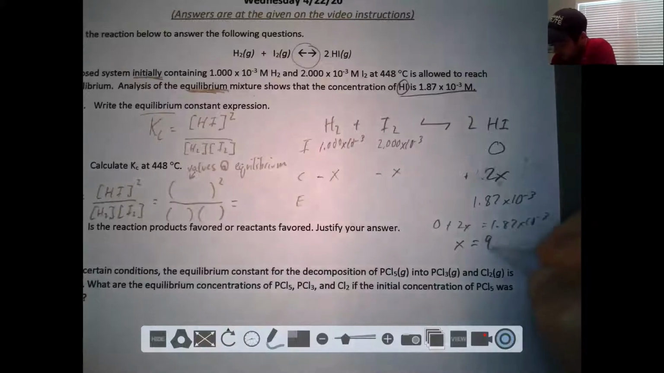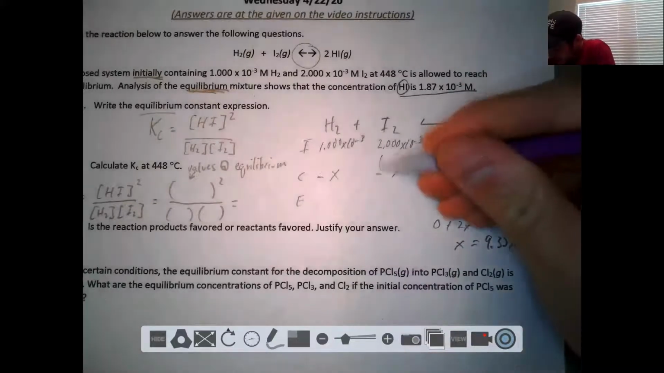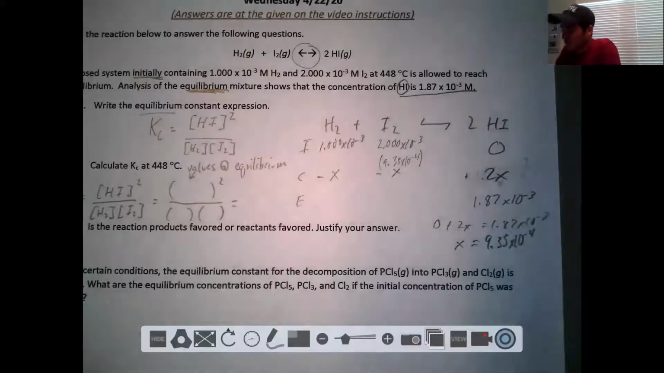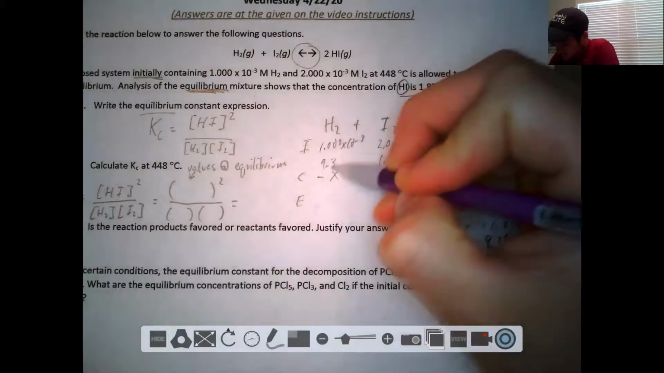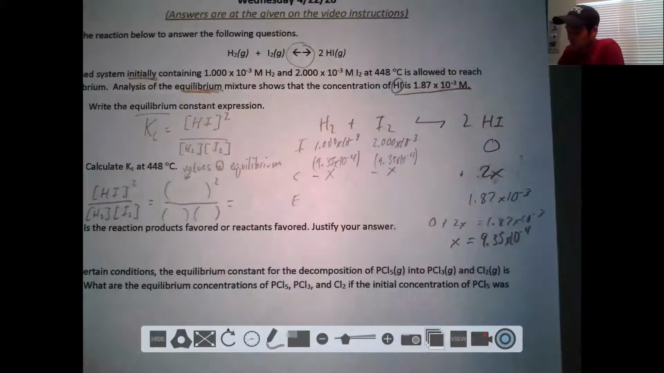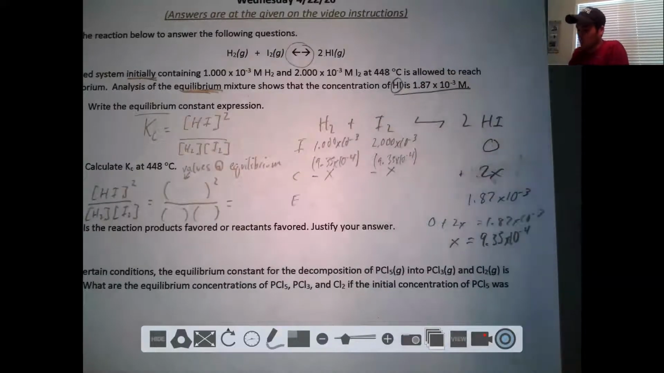And you could get that that's 9.35 times 10 negative 4. And now you know what to plug in right here. You know that this is 9.35 times 10 negative 4. So you can go ahead and still use x the same way we did with BCA tables. And all you have to do is this minus this will equal number, this minus this will equal number. So you can go ahead and figure out what that is.